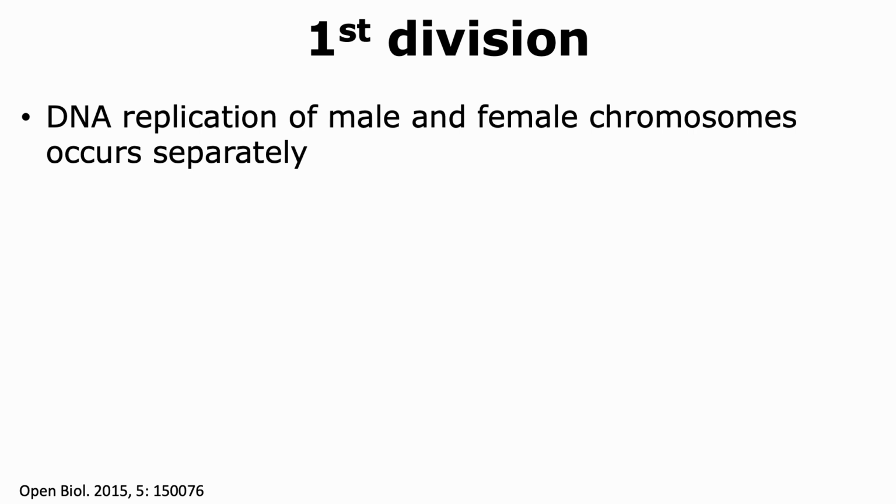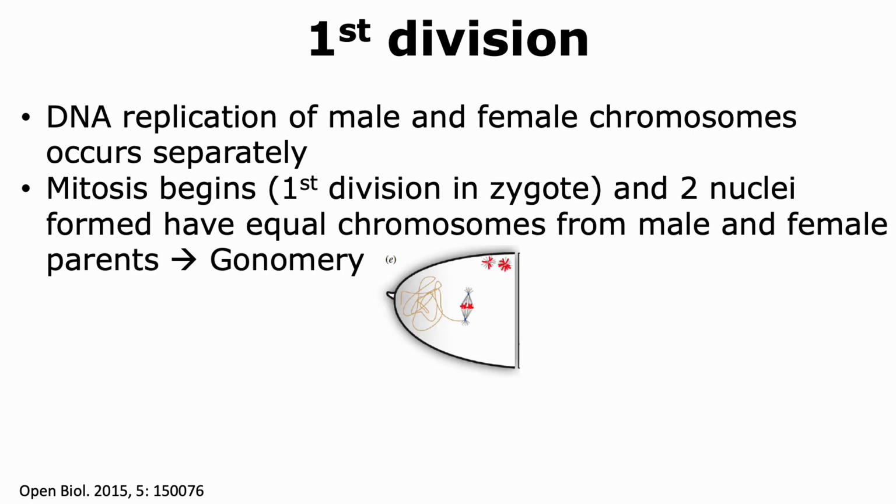Once the male and female pronuclei are close together, DNA replication of the chromosomes in the male and the female pronuclei occur, and they occur separately because nuclear fusion hasn't occurred yet. Now, once DNA replication has occurred, mitosis can begin, and hence the process of cleavage is beginning.